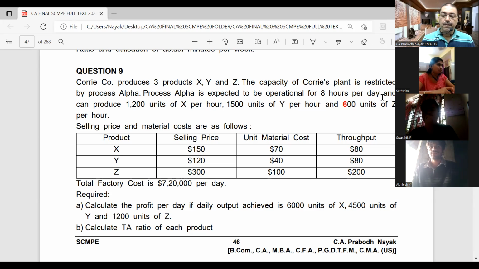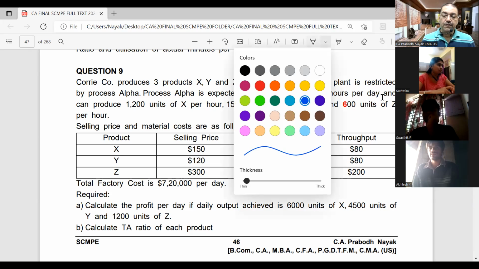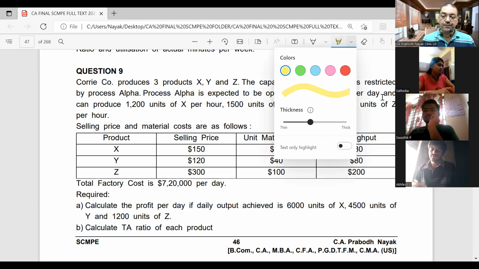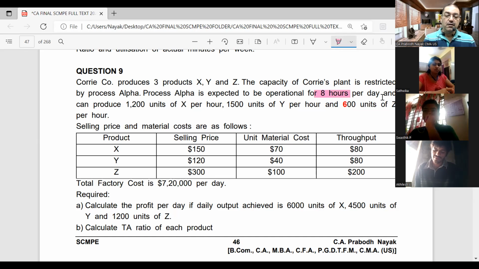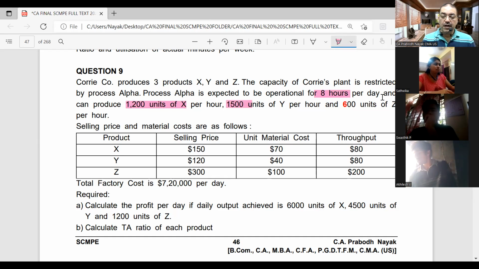So the restriction is there on the processes. Operational for 8 hours per day. 1,200 units of X can be produced per hour, 1,500 units of Y per hour, and 600 units of Z per hour.